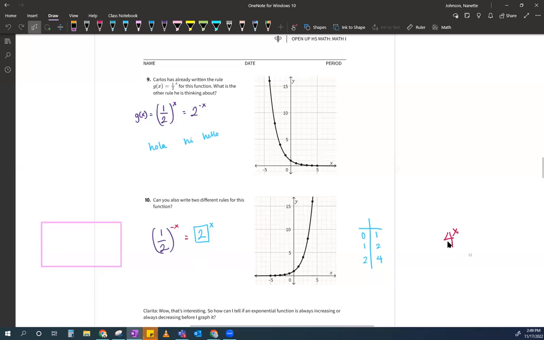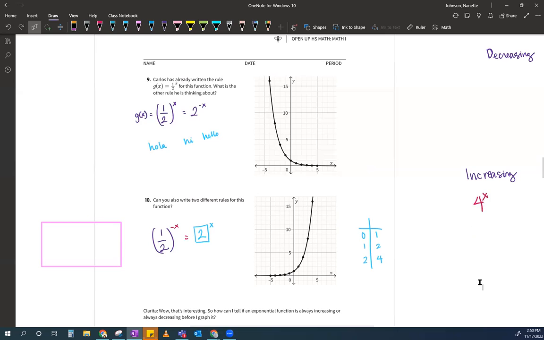Okay, and I'm going to drag this. So over here, I have increasing. And up here, we have decreasing. Okay. Is 4 to the x increasing or decreasing? Yeah, some people are noticing. Very good. Okay, 4 to the x.